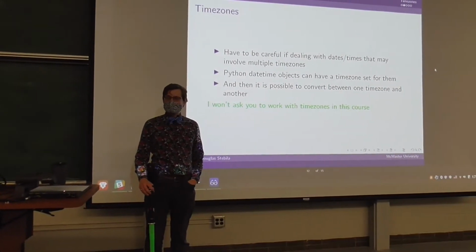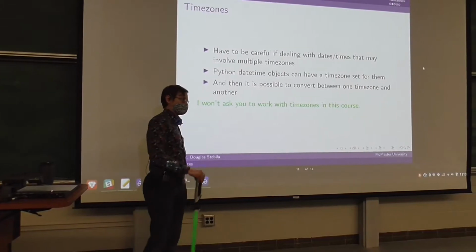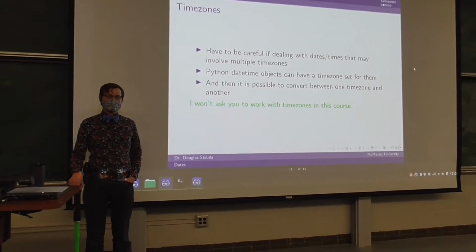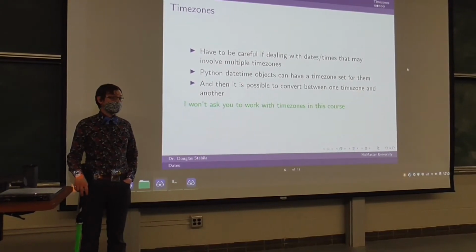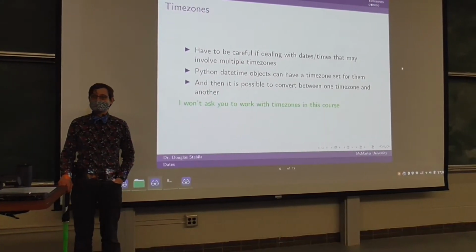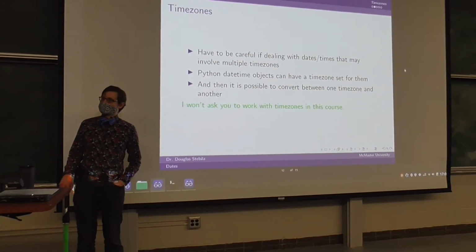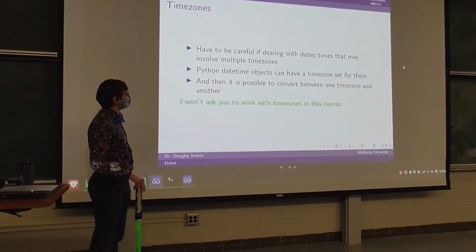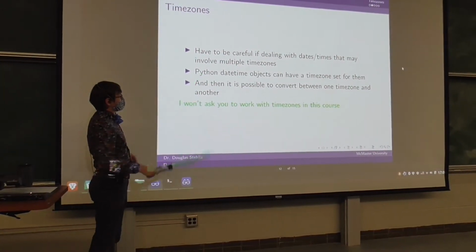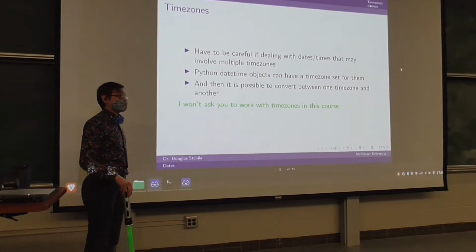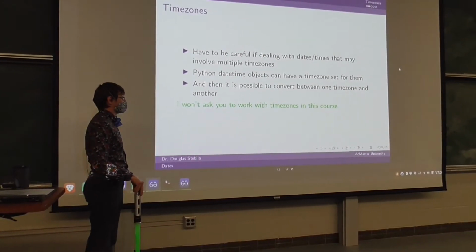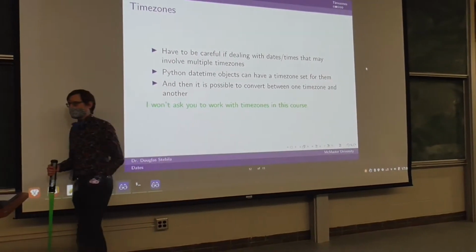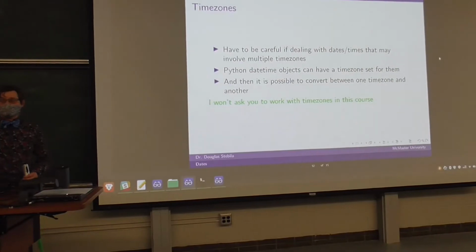So, time zones are a pain in the butt in general, but they're particularly a pain when you're connected to the World Wide Web, and anybody you could be communicating with might be from any given time zone on the planet, including the weird ones like Newfoundland that are only a half hour removed from the adjacent ones. Python datetime objects can have a time zone set for them. It is then possible to convert between one time zone and another. I won't require this of you, but it's still good information to have.